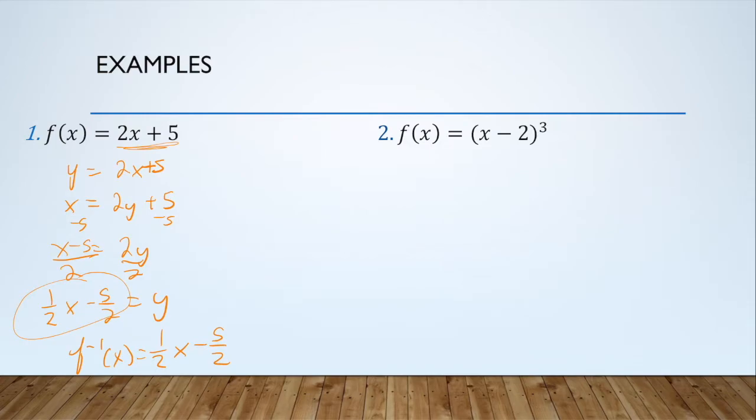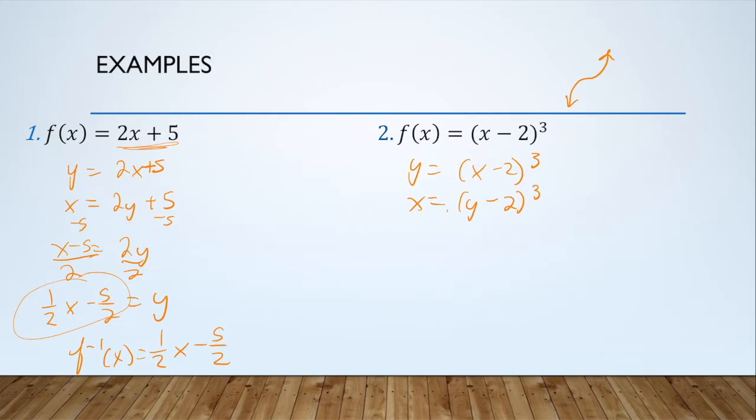If I have f of x equals (x minus 2) cubed, this is a function that looks kind of like this, and it will pass the vertical line test to be a function and the horizontal line test to be a one-to-one function. So I'm going to rewrite this as y equals (x minus 2) cubed. We interchange our x and y, and then we solve for y.